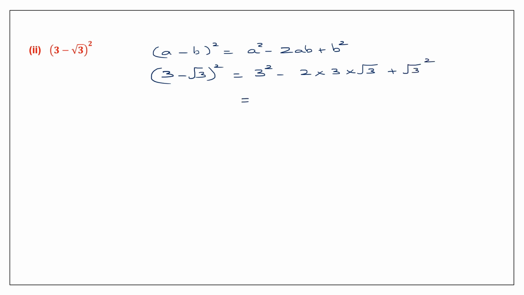Now let's simplify this. 3 3s are 9, minus 2 3s are 6 root 3, plus root 3 into root 3 makes it simply 3. Now 9 plus 3, we can work this out. 9 plus 3 is 12. 12 minus 6 root 3. As you can see, we have root 3 here, which is an irrational number. That means this expression is not rational. So this is also not rational.